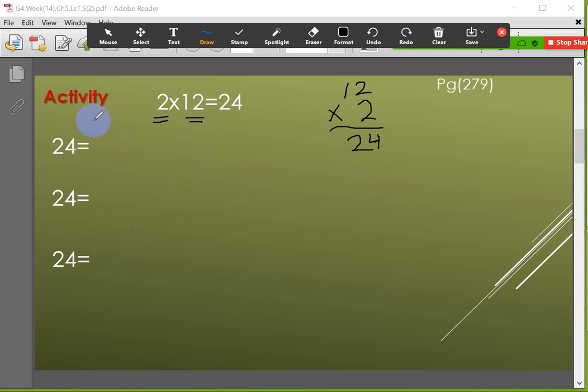Another factors, who will tell me? There are 2 numbers in the multiplication table that if I multiply them by each other, the answer will be 24. Yes. Look, the girls told me, very good. I have 8 multiplied by 3, right? Or 3 multiplied by 8. In the multiplication table, 3 times 8 equals 24. That means 8 and 3 are also factors for 24.